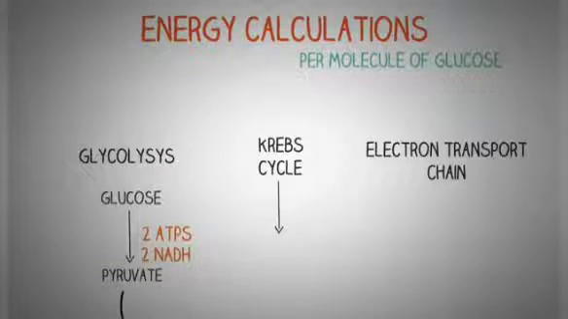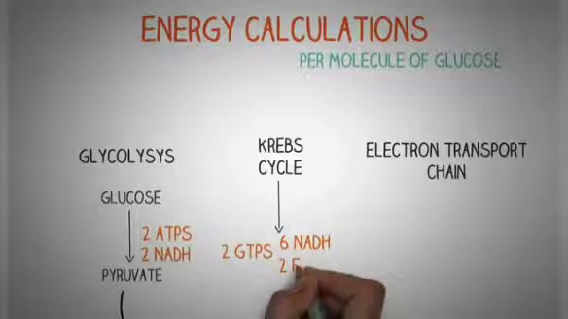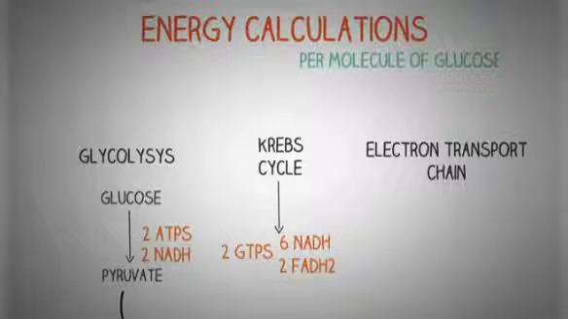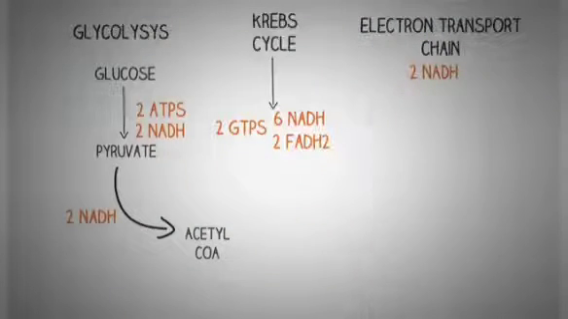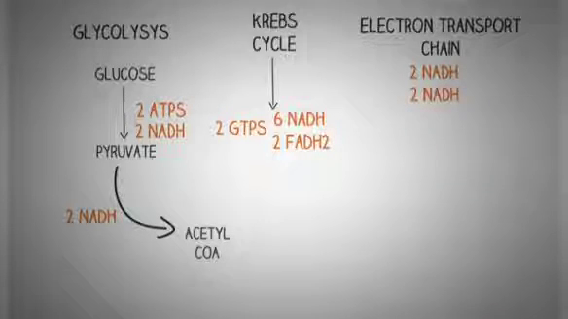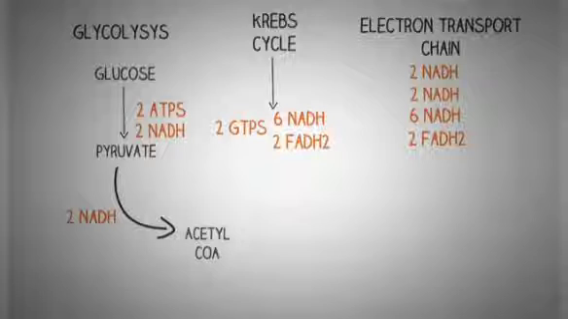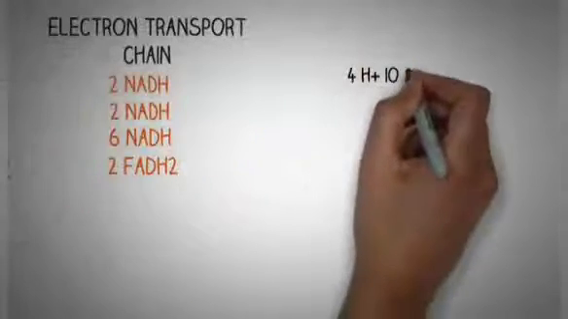In the Krebs cycle, when glucose passes through one cycle of the Krebs cycle, it gives 2 GTPs, which are energy equivalent to 2 ATPs. We also get 6 NADH and 2 FADH2. All these reducing equivalents are then metabolized in the electron transport chain. In the electron transport chain, we metabolize the 2 NADH from glucose to pyruvate conversion, also the 2 NADH we get from the conversion of pyruvate to acetyl-CoA, and the 6 NADH and the 2 FADH2 we get from the Krebs cycle.